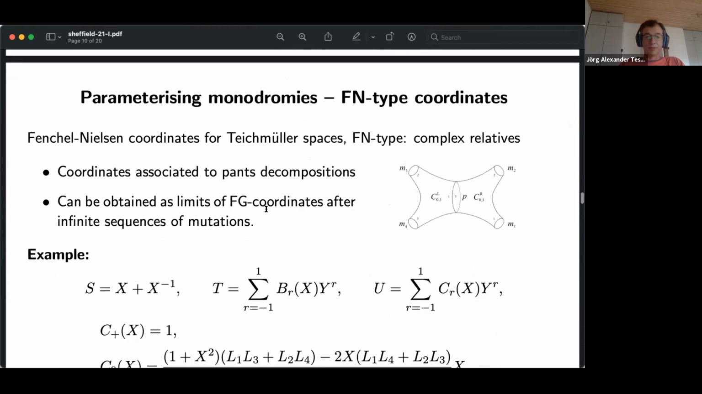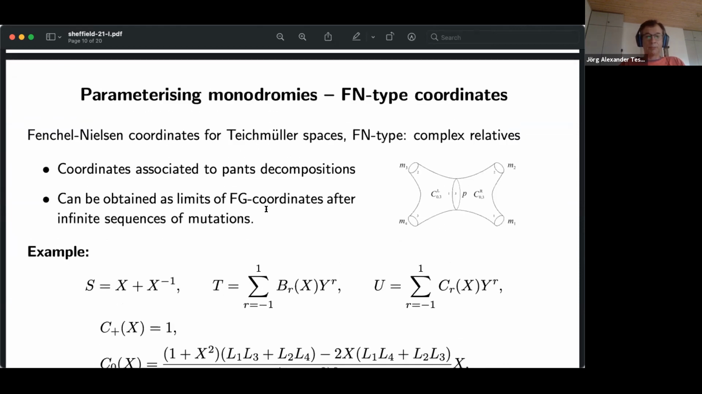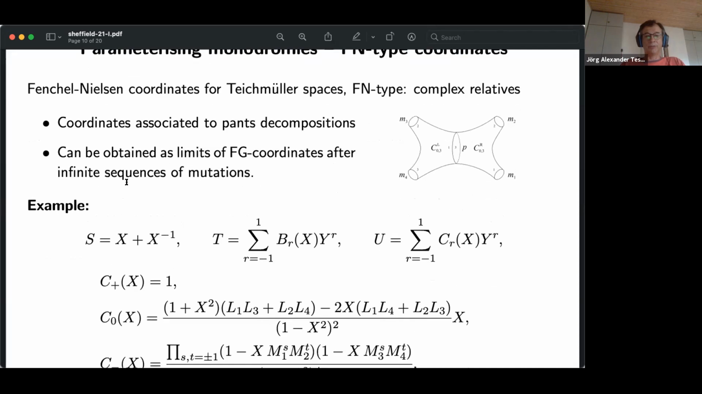I notice that I'm proceeding somewhat slowly. Anyway, I want to mention briefly another set of coordinates which are of importance in this context, which are Fenchel-Nielsen type coordinates. The terminology comes from the fact that they are relatives of the classical Fenchel-Nielsen coordinates for the Teichmüller spaces. They share the feature that they're associated to pants decompositions instead of triangulations. But they're not exactly the complexification of the Fenchel-Nielsen coordinates for the Teichmüller spaces, because in some sense these we're going to talk about are even nicer than just complexifying Fenchel-Nielsen.